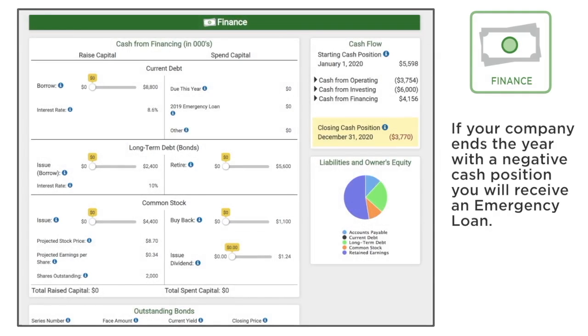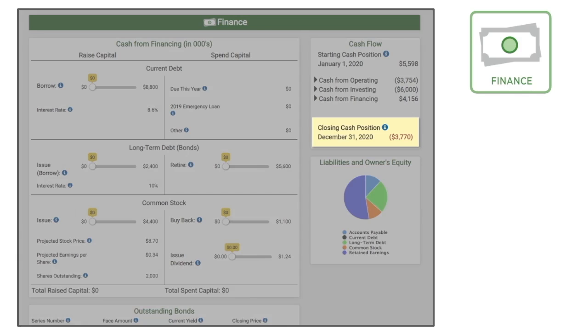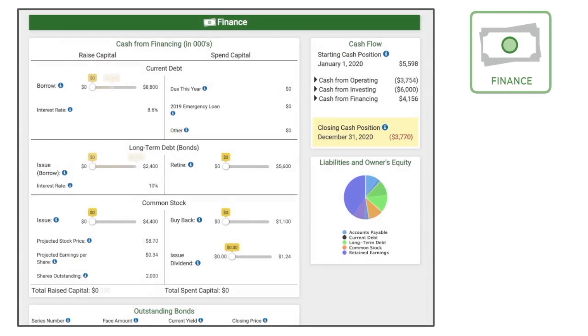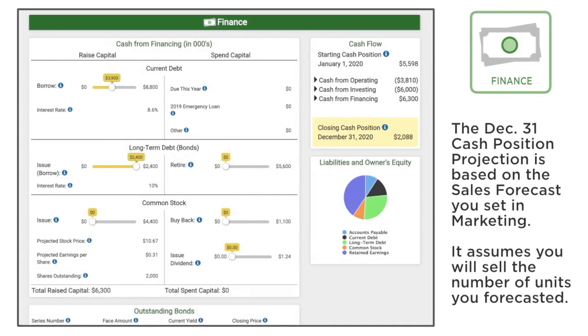If your company ends the year with a negative cash position, you'll receive a pricey emergency loan. Keep an eye on your December 31st cash position projection here. If it's negative or close to zero, it's a good idea to borrow money and avoid an emergency loan. One thing to remember: the December 31st cash projection assumes that your sales forecast you made in marketing is accurate. If you sell less than you forecasted, your cash position will be less as well.